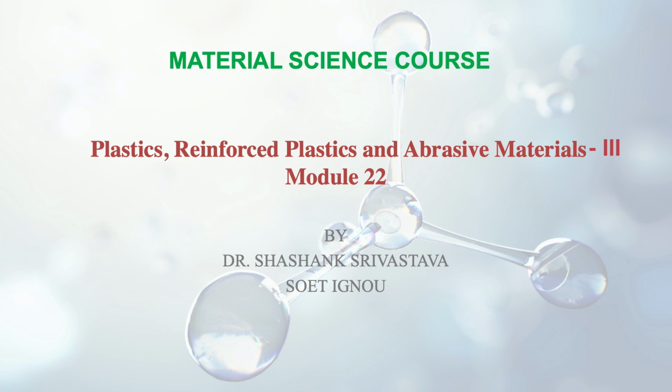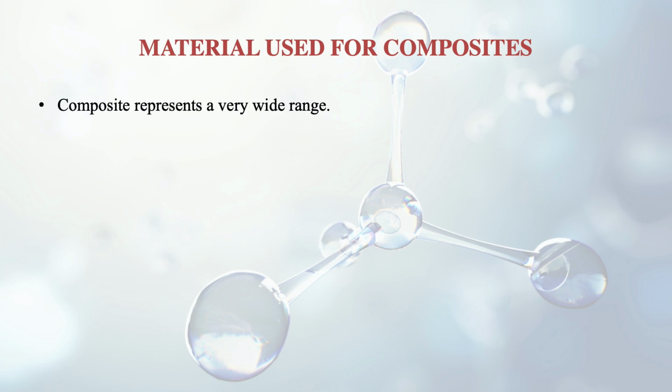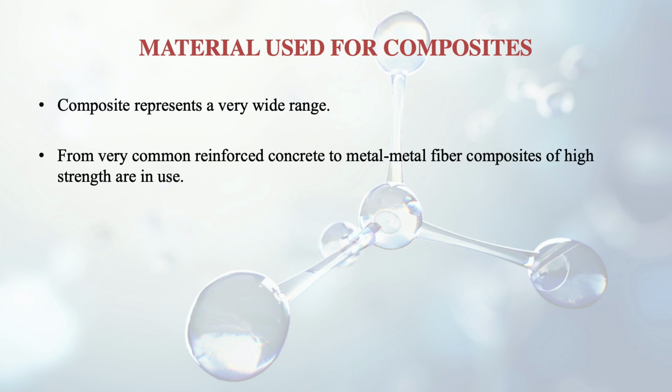So in the previous session, we discussed composites and their various properties, the elastic modulus and different types of fibers also. Further, we will discuss composites and adhesives as well in this section. We start with the materials used for composites. Composites represent a very wide range, from the very common reinforced concrete, as discussed previously, to metal fiber composites of high strength. All these things are in use.